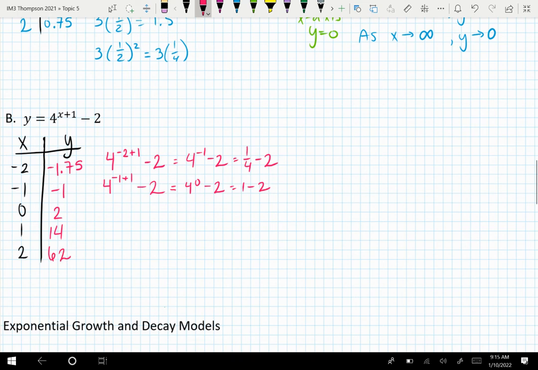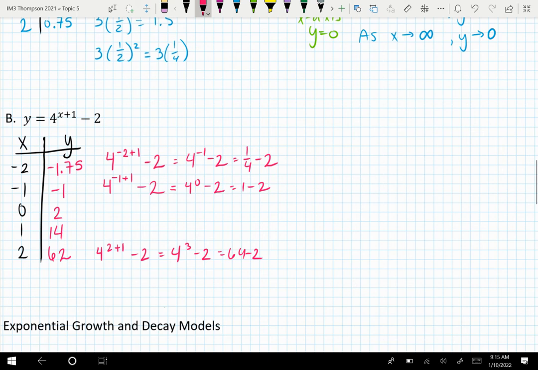The values that you should have got when you plug in 0 should be 2, plug in 1 should be 14, and plug in 2, you should get 62. So I'll do the last one. I have 2 plus 1 in the exponent. 2 plus 1 is 3. 4 cubed is 4 times 4 times 4, which is 64. Minus 2 gives me 62.